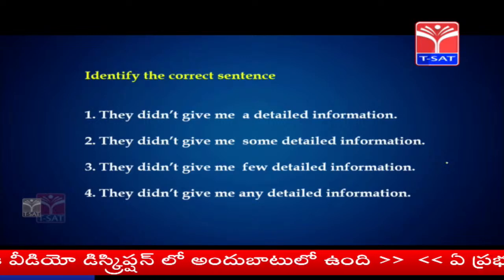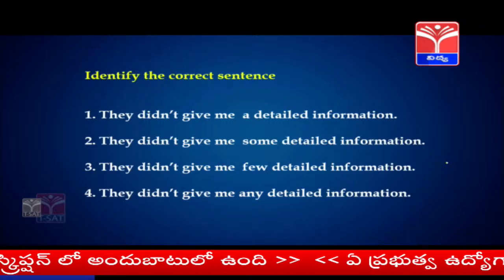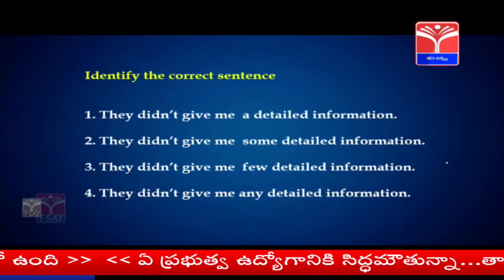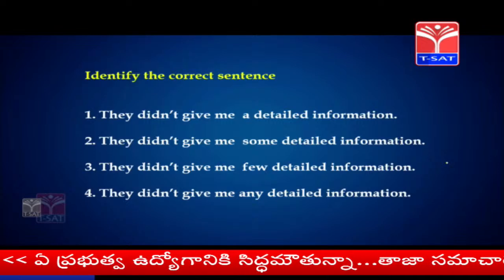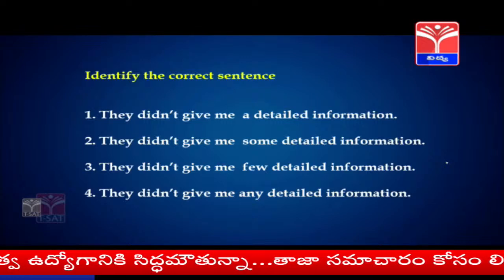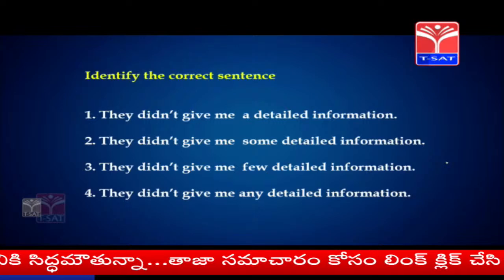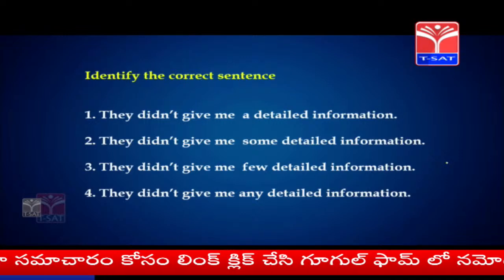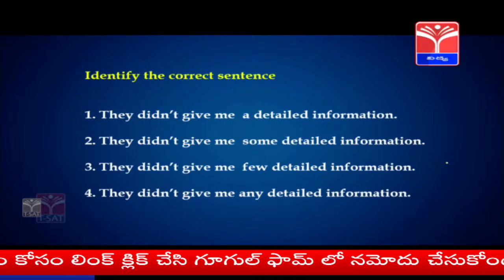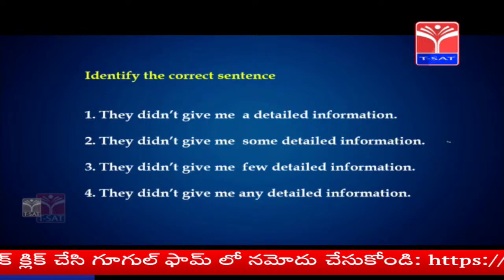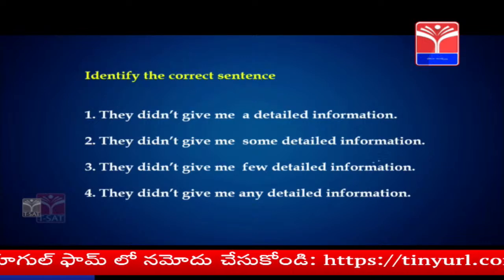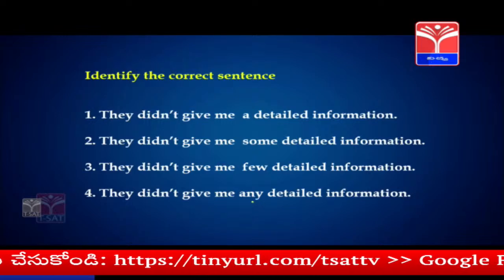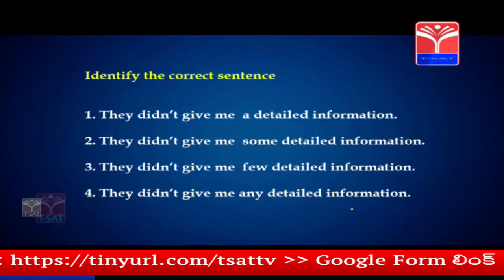And if you go to number 3, they didn't give me few detailed information. We know that few, a few and the few, these are used only for count ones. You can say few books, a few books or the few books. But information is a non-count word. We cannot use few. We can eliminate 1 and 3. Now look at sentences 2 and 4. They didn't give me some detailed information and they didn't give me any detailed information. If you see, generally the word any is used in questions and negative sentences.